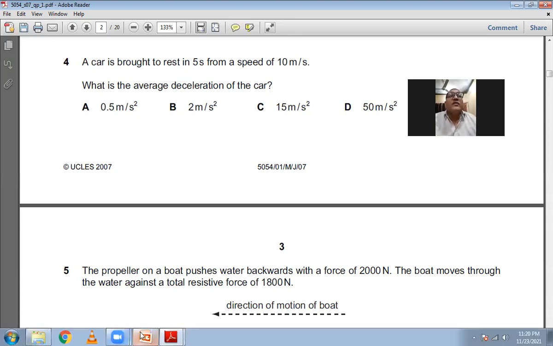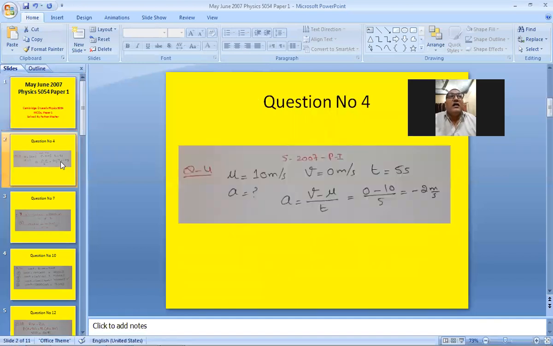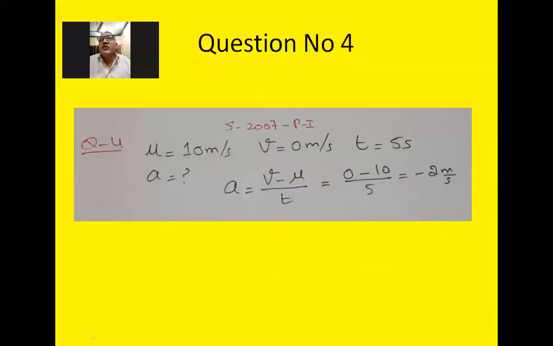So let me show you my work. I've done this numerical, so let me show you. Okay. So you can see on your screen that numerical question number 4 is showing up. Initial velocity is 10 meters per second. The final velocity will be 0 meters per second. The time taken is 5 seconds. The formula for the acceleration is V minus U divided by T. 0 minus 10 divided by 5. So it will be minus 2 meters per second.